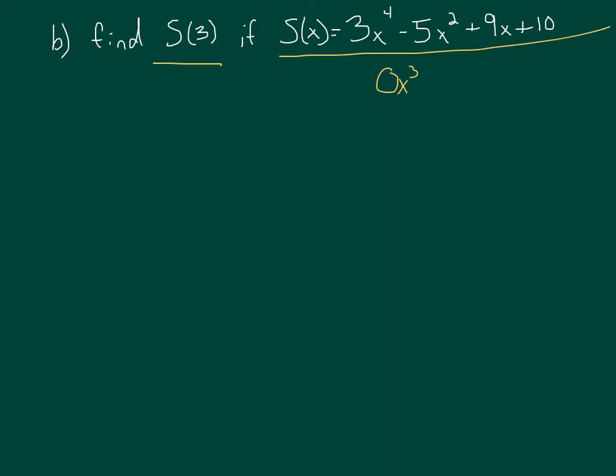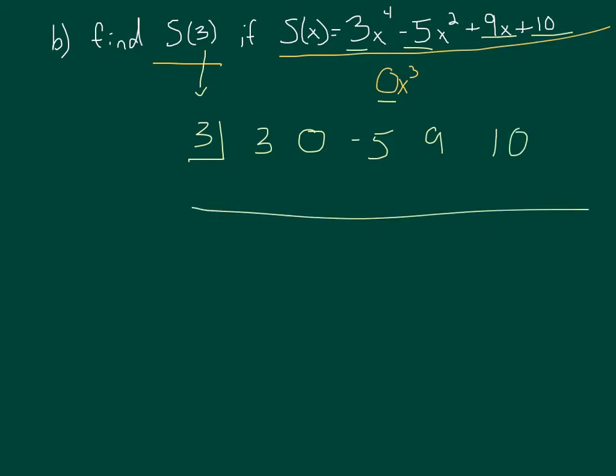Okay, welcome back. So in the hoopty, we put whatever we're substituting in. That's 3. Then our coefficients, 3, and then 0, hopefully you remember the 0, negative 5, 9, and 10. Leave a little space, drop the 3, multiply 3 and 3, that's 9. 3 times 3 was 9. That came from the hoopty. 0 and 9 make 9. 3 times 9 is 27.